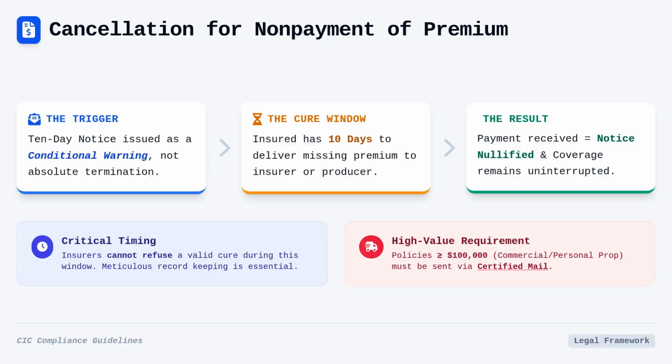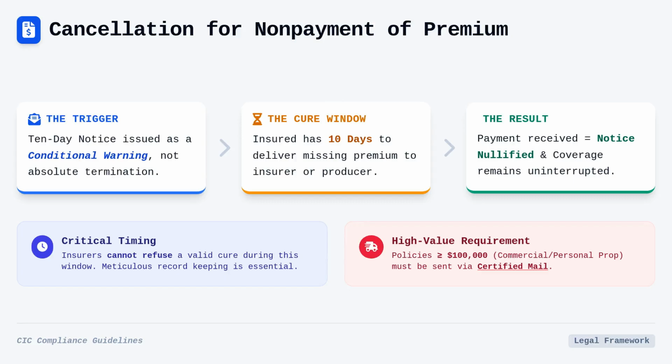When dealing with a cancellation based on non-payment of premium, the 10-day notice function acts as a conditional warning rather than an immediate absolute termination. Under the CIC, a cancellation for non-payment becomes effective on the date specified in the notice only if the insured fails to cure the financial delinquency by the end of that 10-day period. This means that if the missing premium payment is delivered to the insurer or the producer of record before the 10 days expire, the cancellation notice is legally nullified and coverage must continue uninterrupted.